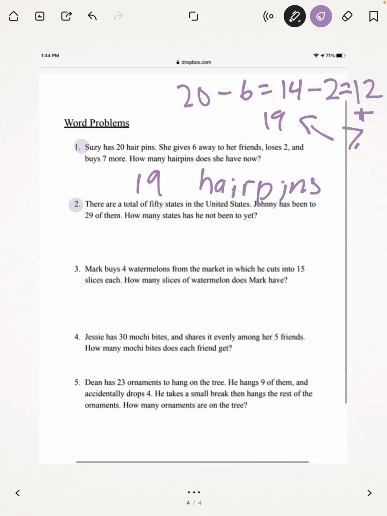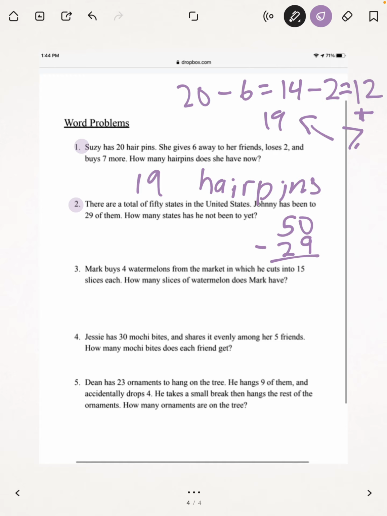Johnny has been to 29 of them. How many states has he not been to yet? So it says that there's a total of 50 states, and he's been to 29 of them. We need to find out how many he hasn't been to. So we have to subtract 29, because there's a total of 50 states and he's been to 29 of them.